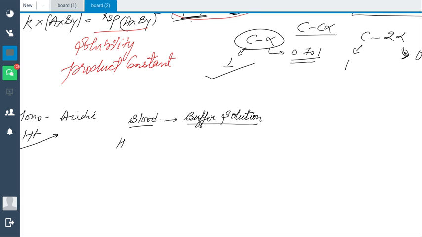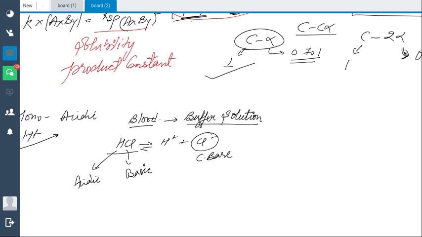Anshuman, see, HCl is an acid. When it releases the H plus, this is the conjugate base. So basically, this compound has got this part as the acidic one, and this part as the basic one. Okay, so if this is a strong acid, the conjugate base will be weak. If you have got a weak acid, the conjugate base will be strong.